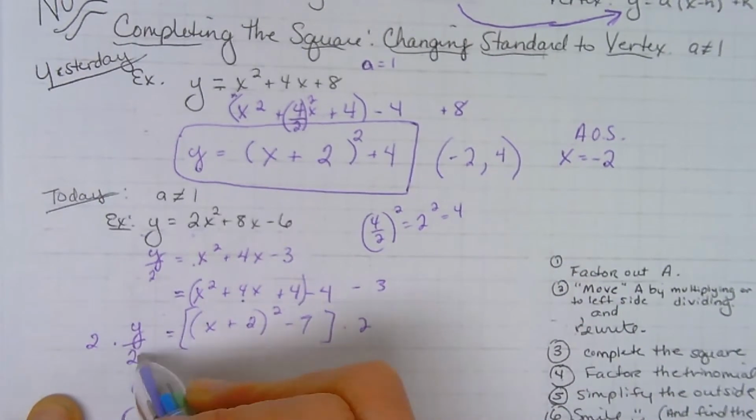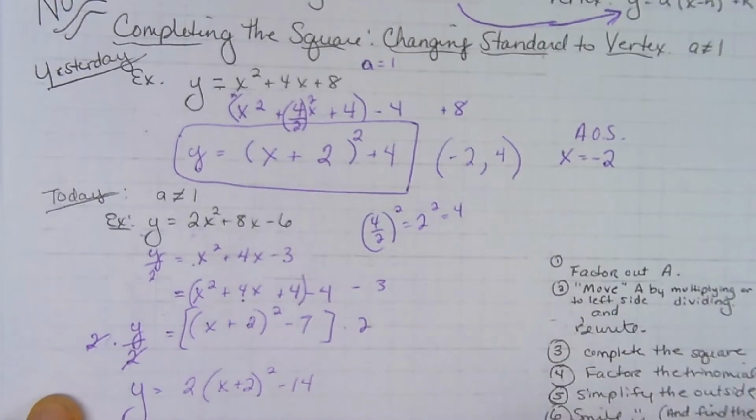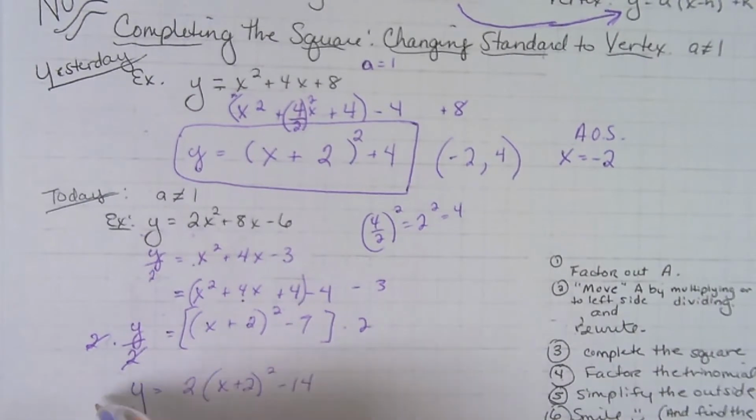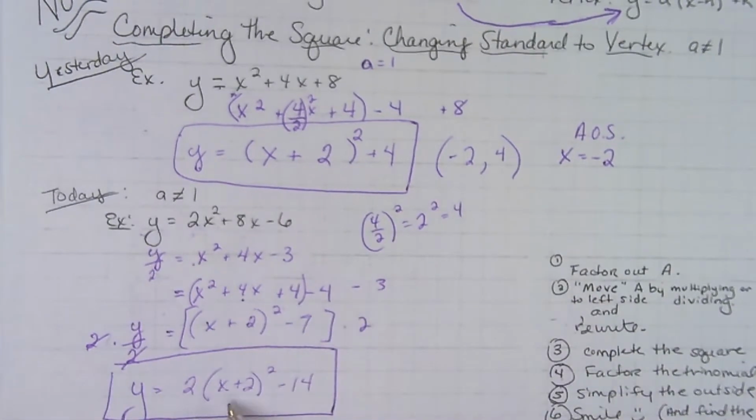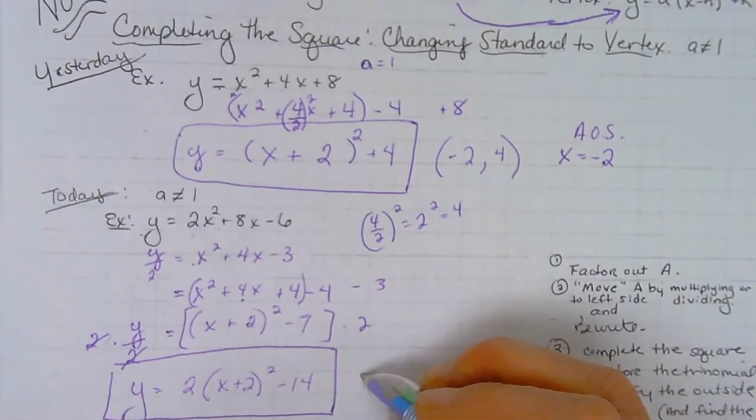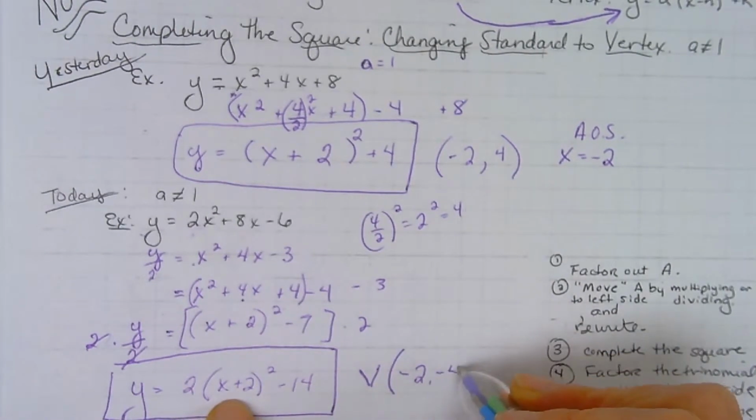Y equals, because those cancel, y equals 2 times the x plus 2 squared term, and then 2 times the negative 7 term. So just multiply 2 times this on the outside. That'll take care of multiplying everything on the inside by 2, because you would distribute that. And there is our vertex form. Y equals 2 times the quantity x plus 2 squared minus 14. And our vertex would be negative 2, negative 14.